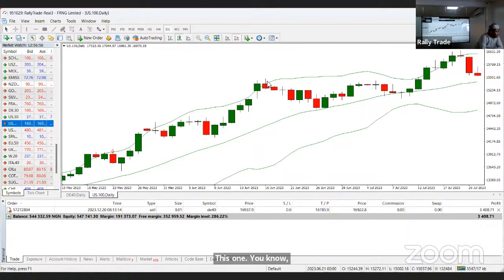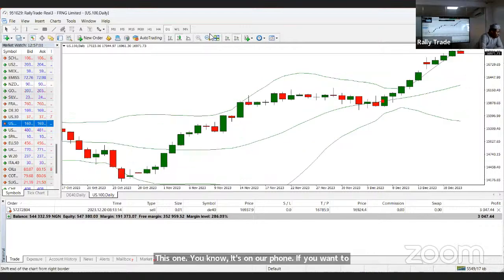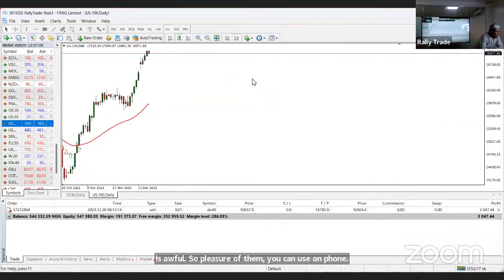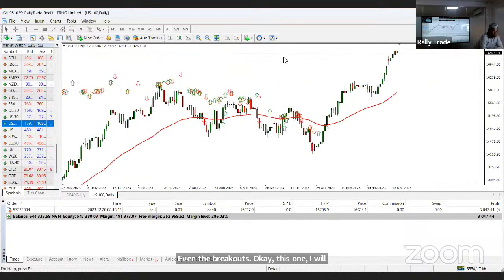Very, very excellent strategy. If you know how to use it, you can rake in a lot of money. Plenty of them you can use on phone. Even the breakouts. This one, I even have arrows. You can use it on phone.